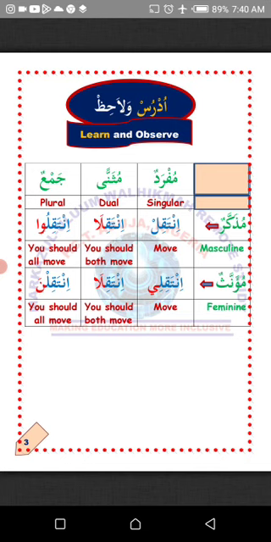Remember, once wawun is attached, the letter before it must take dhamma, as we know that wawun is the mother of dhamma in Arabic. So the verb intakil will now become intakilu, which means you should all move, talking to a group of male persons.